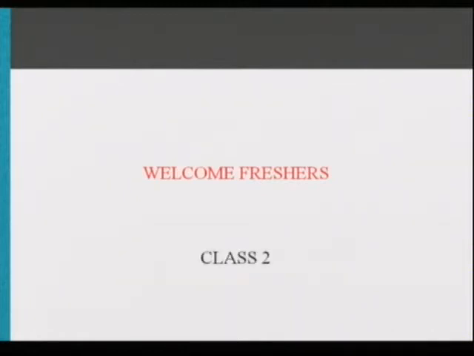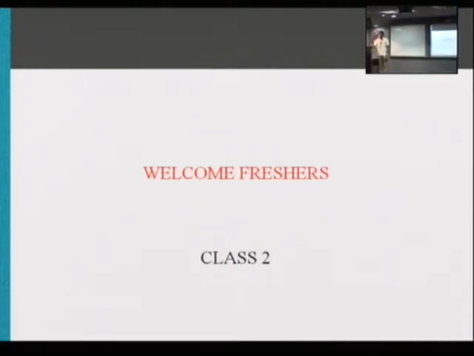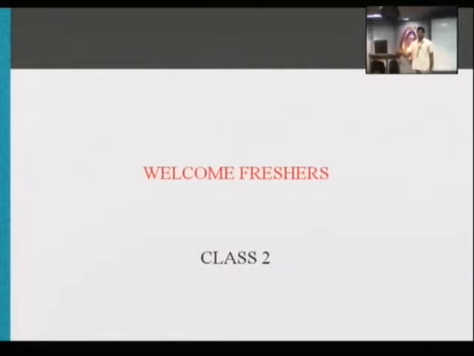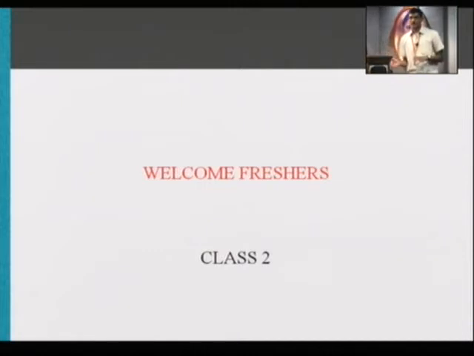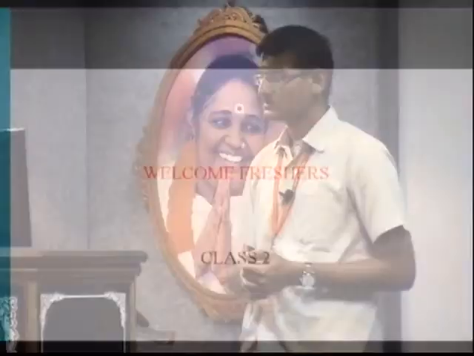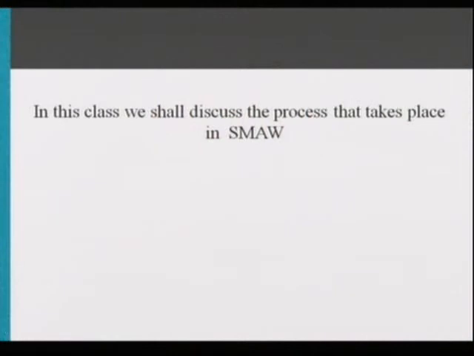In the last class we discussed the basics of welding: what the classifications are, what the advantages and disadvantages are, and how many types of joints there are. So in this class we move on to the processes involved in welding, and we will discuss the process involved in SMAW.